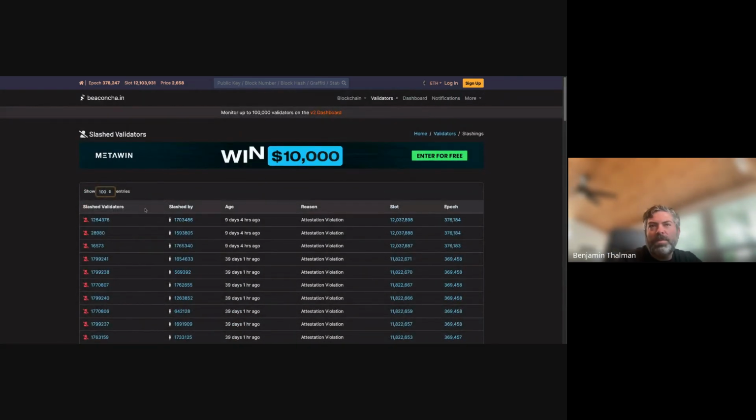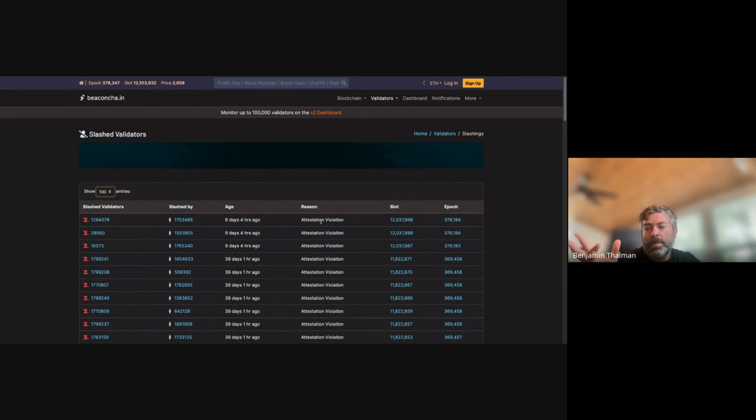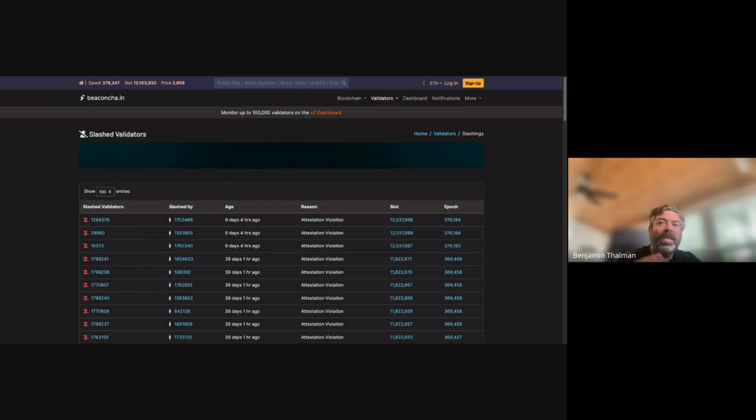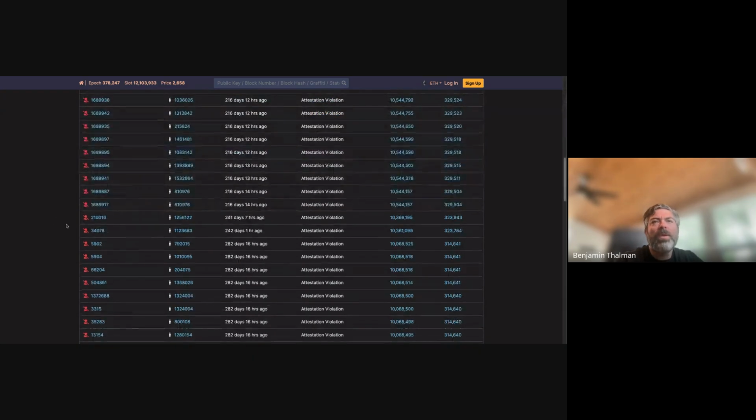So you can see various bits of information here. How old is it? When did it happen? This one happened on June 30th. What was the reason? Of those two that I mentioned, proposal or attestation, which kind is it? In this case, it's an attestation violation. And as I mentioned previously, we would expect to see more attestation violations than proposal violations, all else equal. But anyway, you can go there.